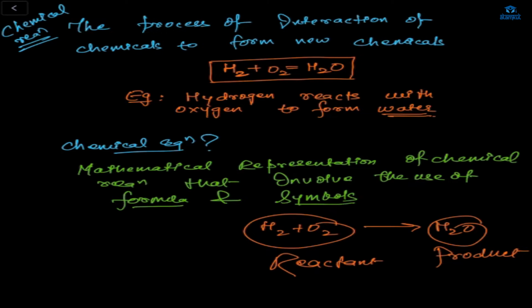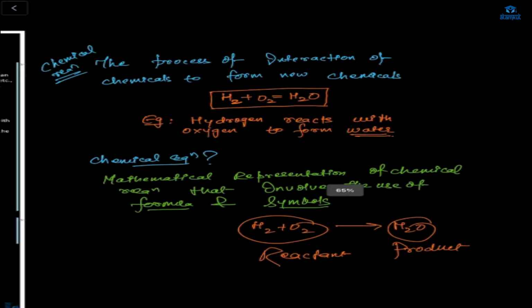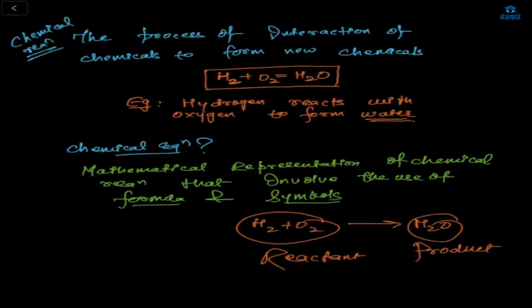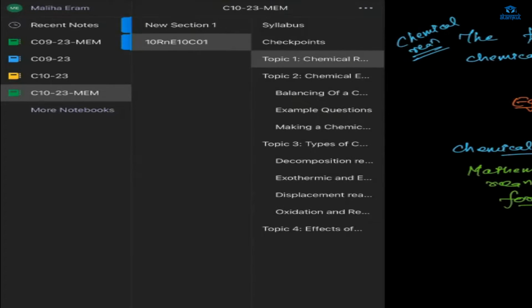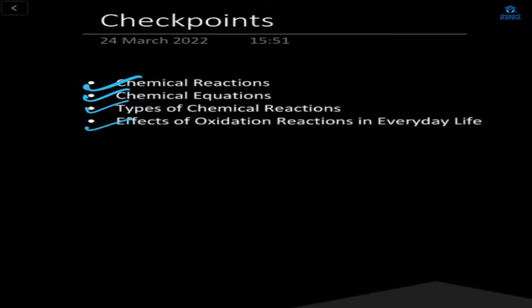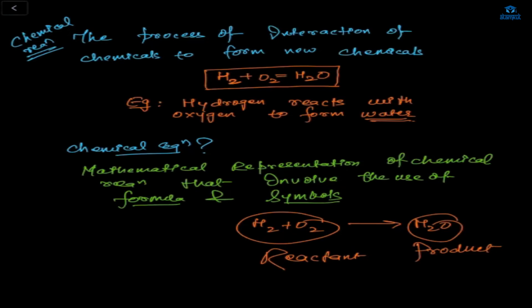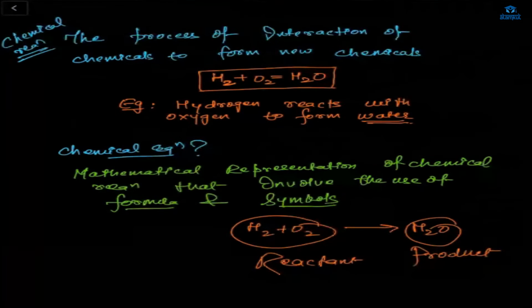Okay. So, the very first chapter is the chemical reaction. Just a minute. These are the checkpoints. What we will be learning in this chapter is chemical reaction, equation, types of chemical reaction, and effects of oxidation reactions in everyday life.